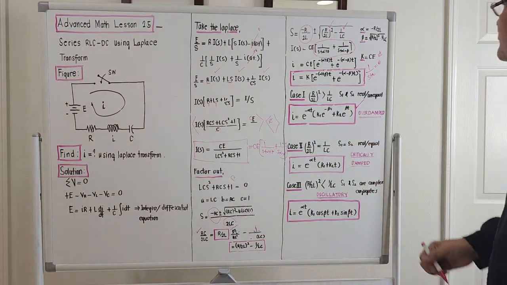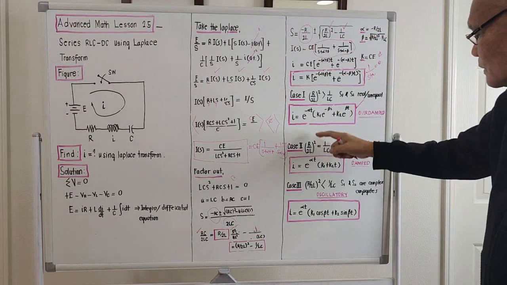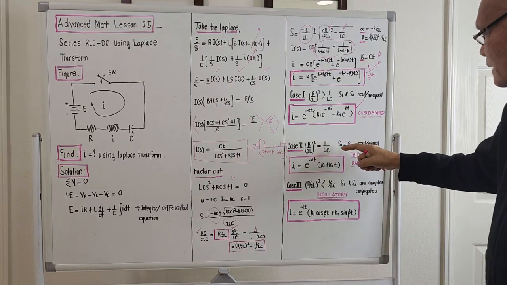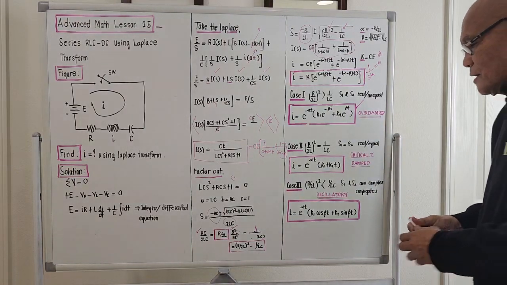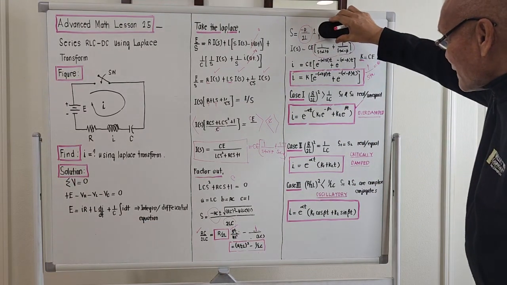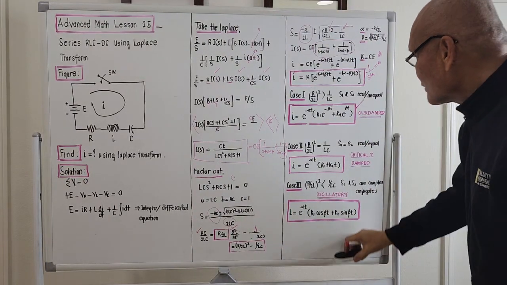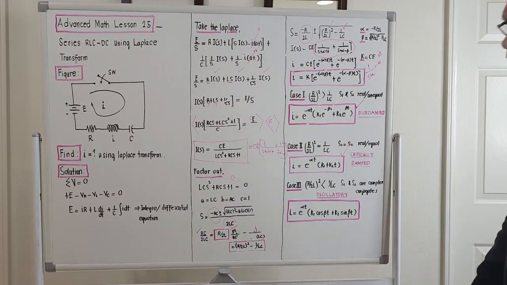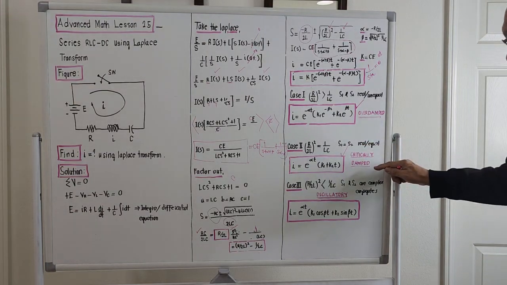For case number 2, if the value of the terms inside the radical sign, that is R over 2L quantity square, is equal to 1 over LC, S1 and S2 will be real and they are equal. Because for the second case, the two inside are equal. So S1 and S2 are real and equal, so the solution now will be this. Right? And the circuit is said to be so-called critically damped.